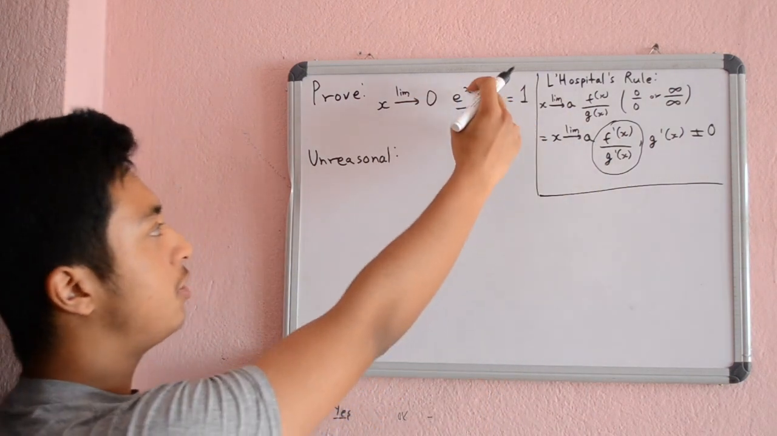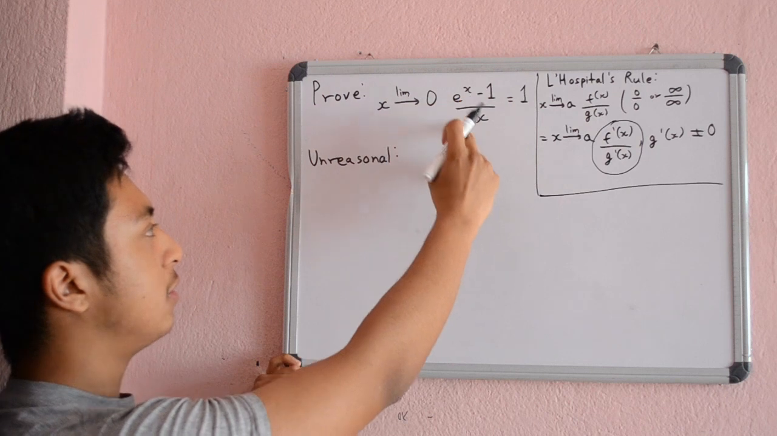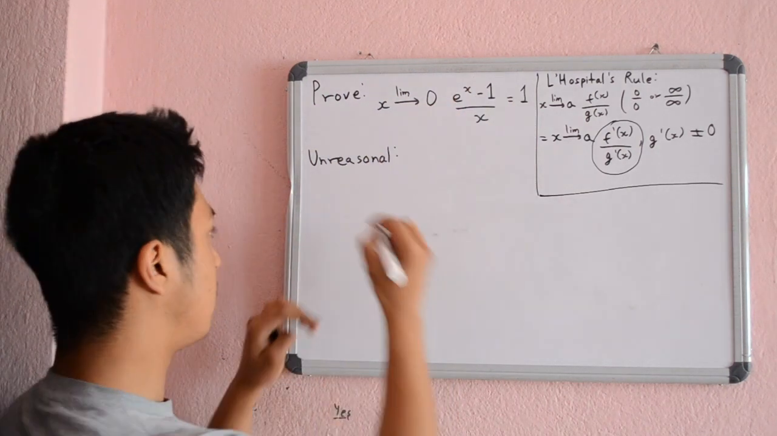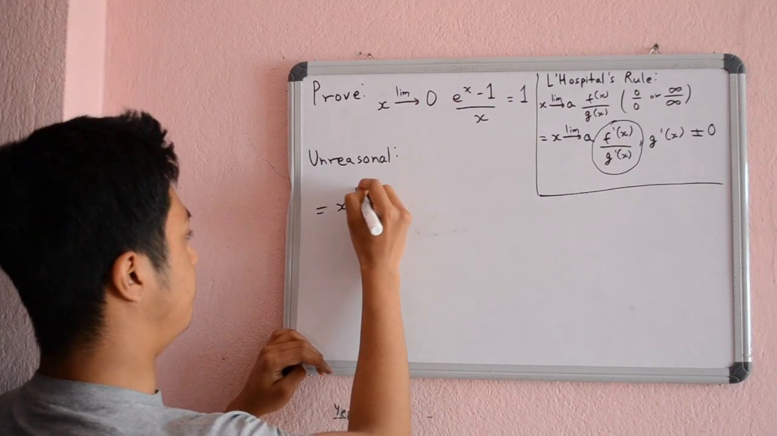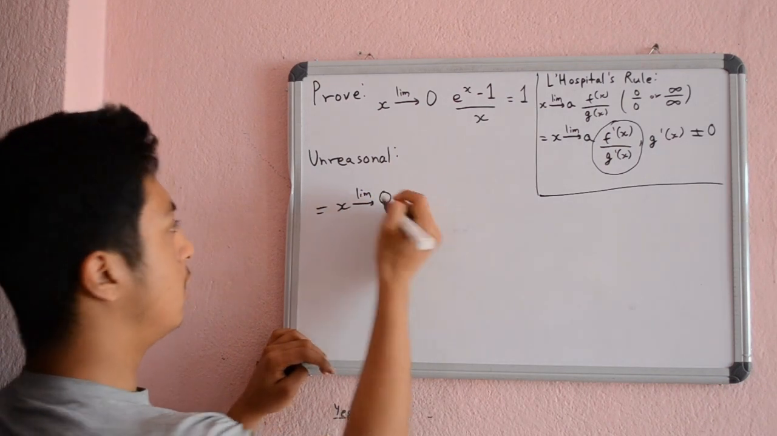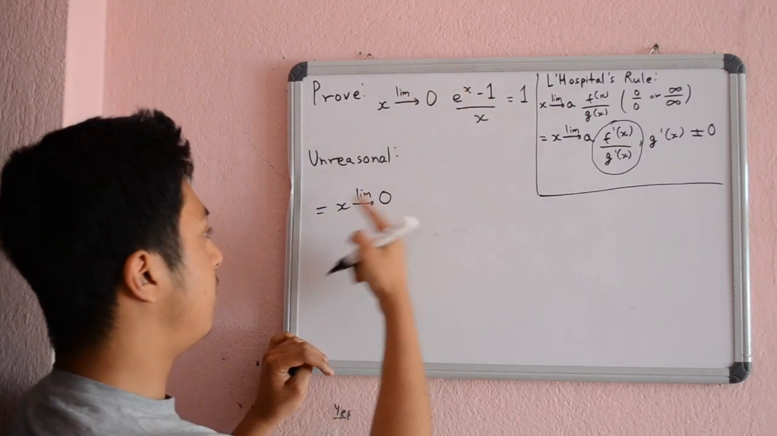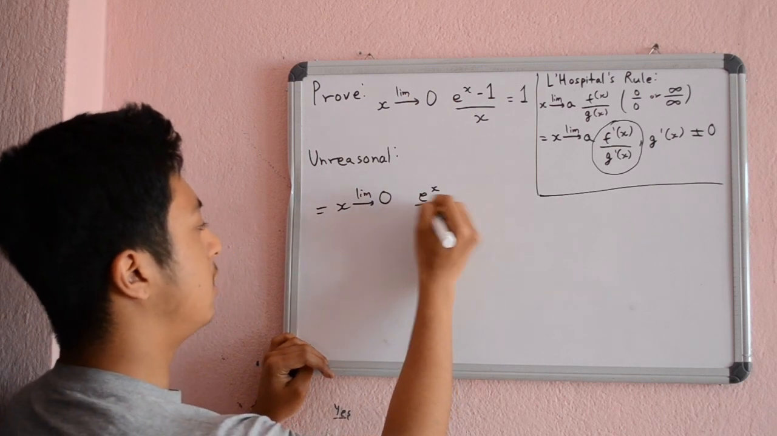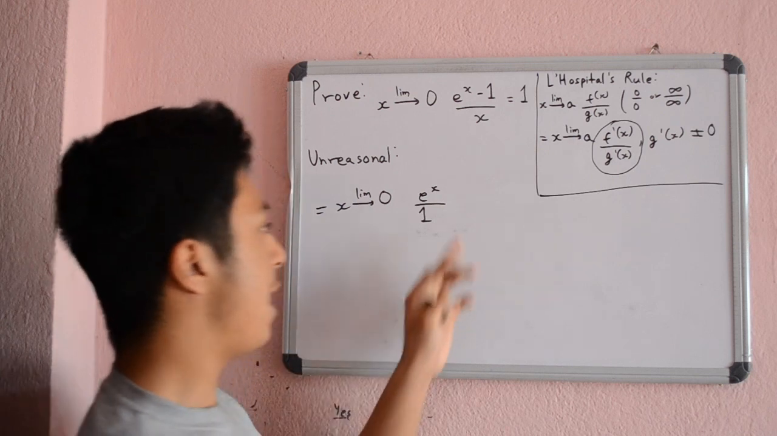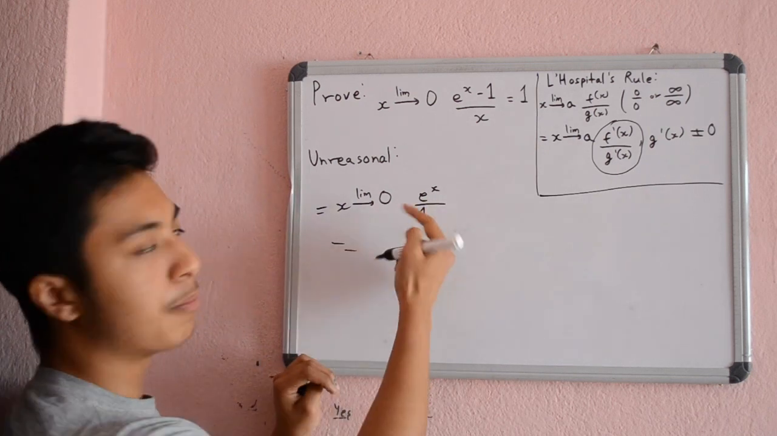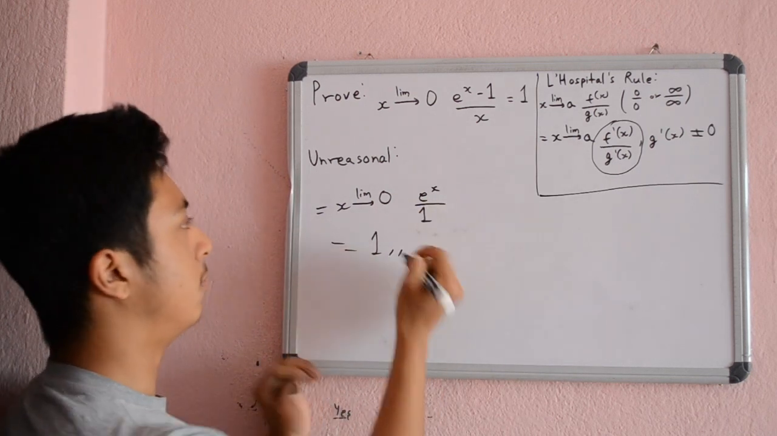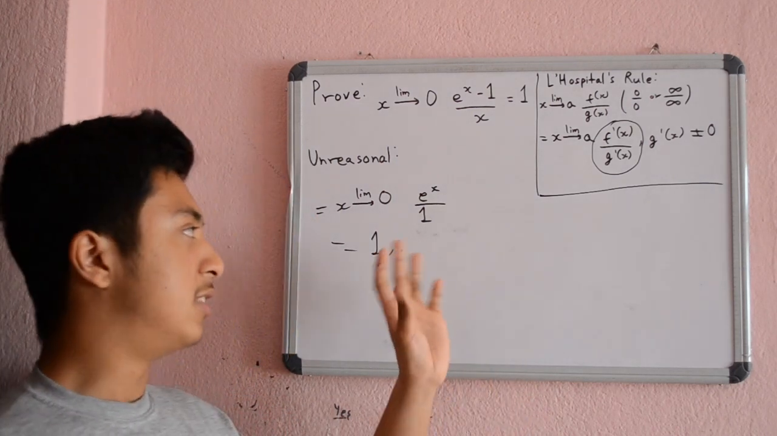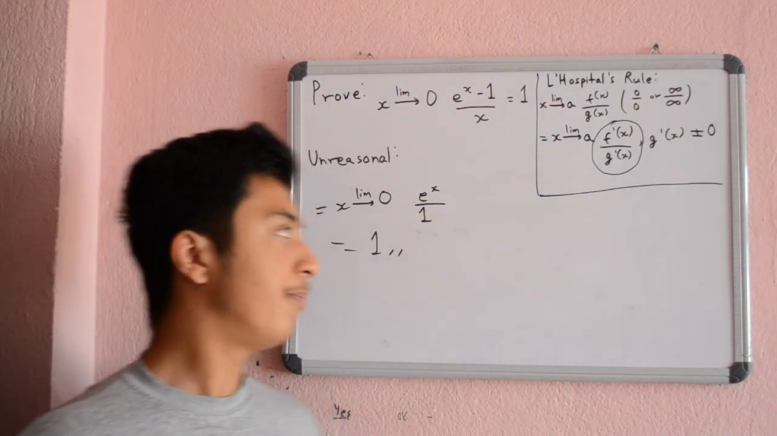This is in fact 0 by 0. Plug it in, you'll have 1 minus 1 by 0, which is 0 by 0. So just take the derivative, as x approaches 0, e to the power x by 1, and just put the limit in, e to the power 0 is 1, and boom, a 2-line answer. But it's unreasonable at the end.